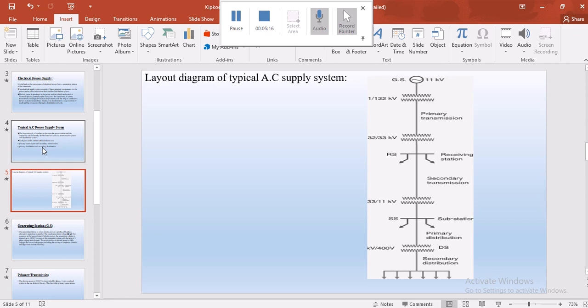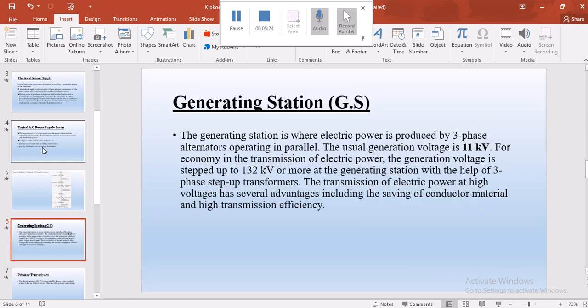So let's start from the first part. We will take it from the generating station, primary transmission, secondary transmission, primary distribution, and secondary distribution. We start with the first one, the generating station, that is the GS. This is where electrical power is produced by three-phase alternators operating in parallel. The usual generation voltage is 11 kilovolts, and for economy in the transmission of electric power, the generating voltage is stepped up to 132 kilovolts or more at the generating station.